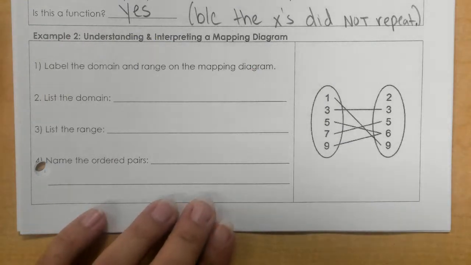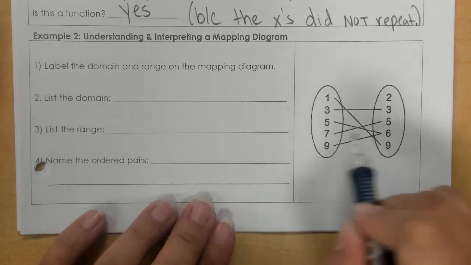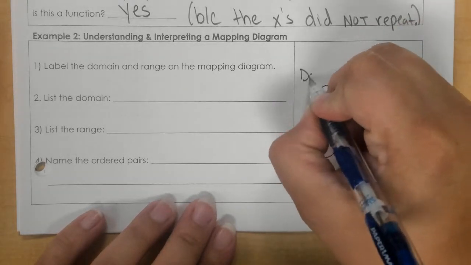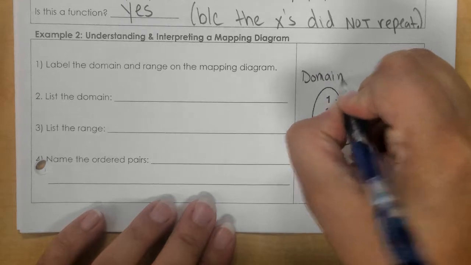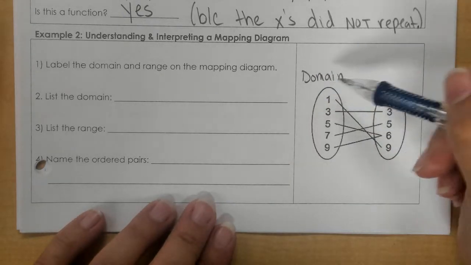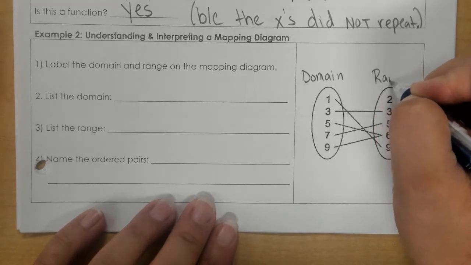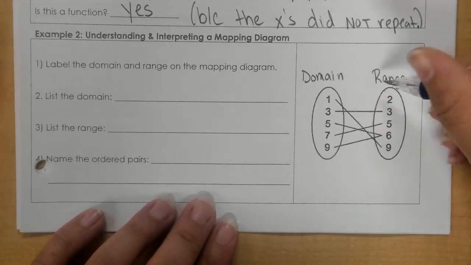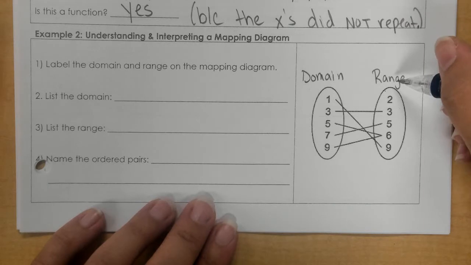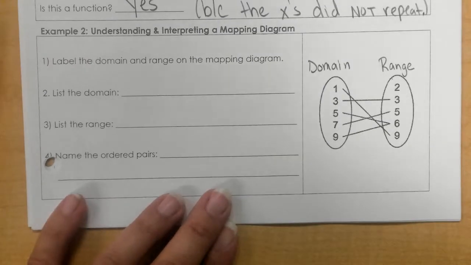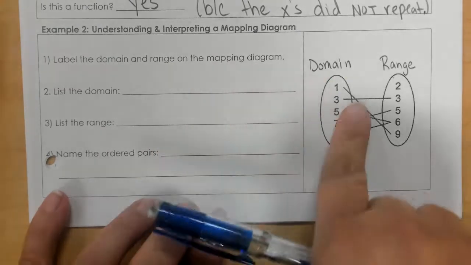For example 2, this right here is called a mapping diagram, and usually there are titles here. So the first title we're going to write in is domain. Sometimes you will see it written input or x. Over here, this will be your range. And then you would see that be the output or the y. You can have either titles, okay? So first we had to label the domain and the range on the mapping diagram, so we did that.